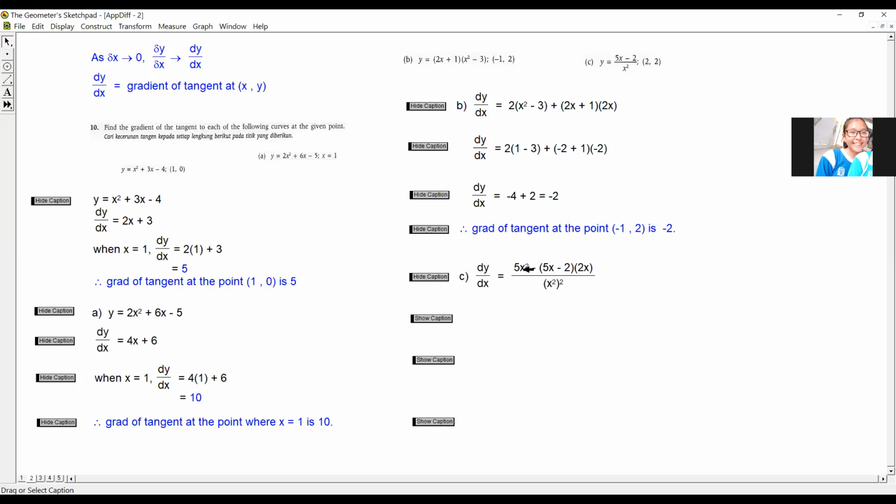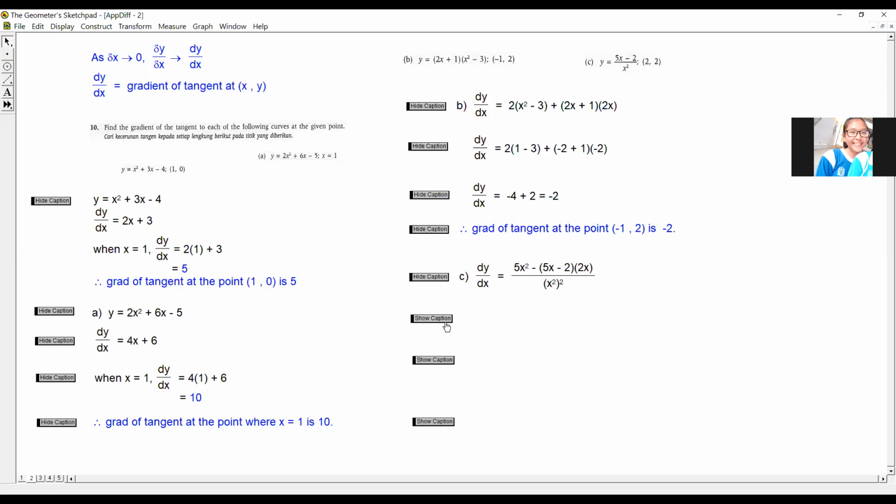So that's how I get the first term here. The second one, you keep the top, that is, you keep the numerator, and you differentiate the denominator. So keep this, differentiate the denominator, x squared is 2x. Then the whole thing is divided by the denominator squared. The denominator is x squared, so the denominator squared is (x squared) squared.